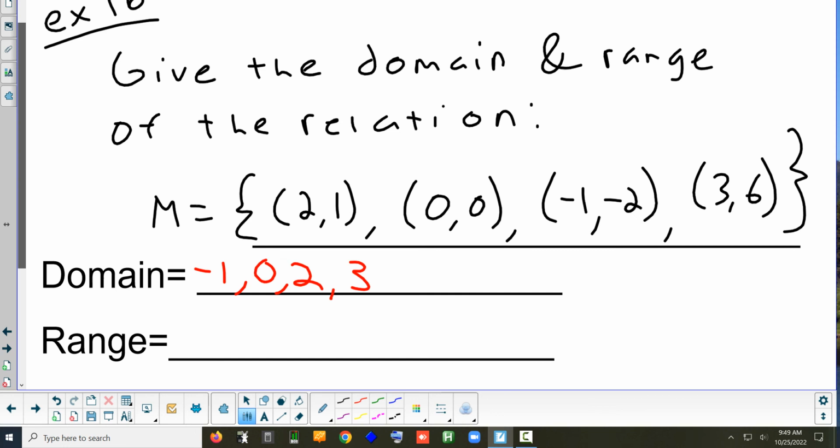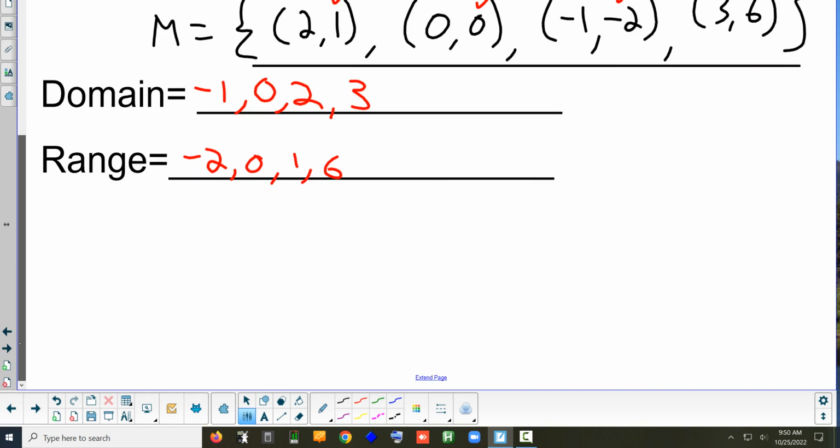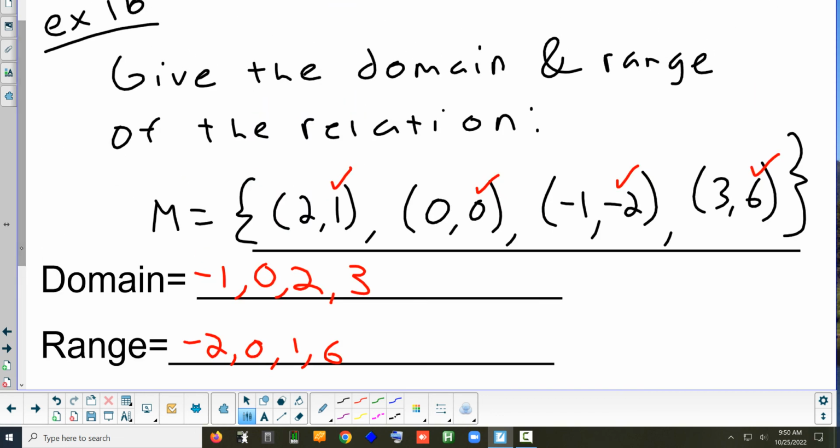How about the range? Anyone think? Yep, go ahead. -2. Sometimes I check them off as I go, so I remember, especially if I have a lot of them. 0, 1, 6. Perfect. With 4 of them, it's not too bad, but if you had like 10 or 11 of them, you may want to just check them as you go, so you know which numbers you did or cross them out. Okay. Any questions on that?